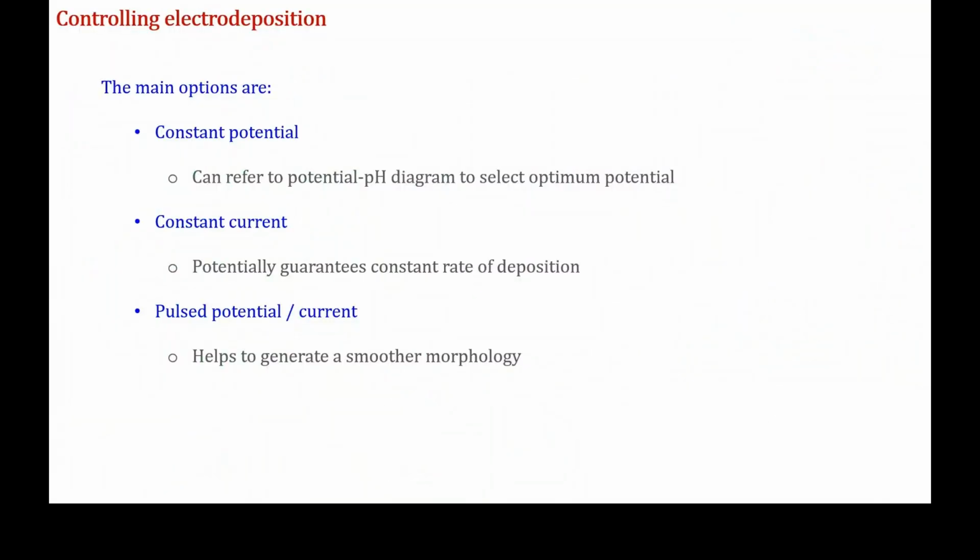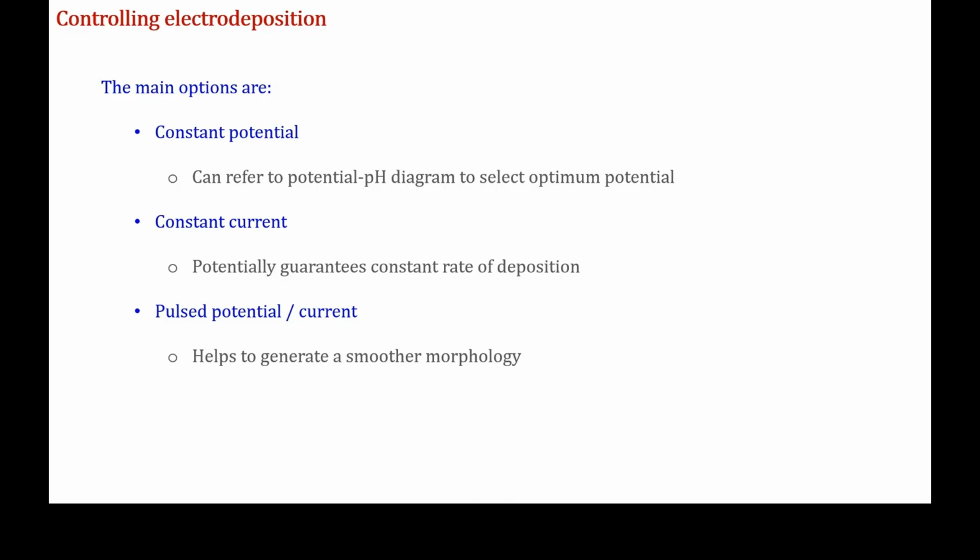So my final slide is just to go over what are the ways in which you can control electrodeposition if you are just trying to get a nice thin deposit on your electrode and that's all you want to do. What are the options? So there are 3 main options. One is that you use a constant potential. So you have your potential pH diagram, which is a map that tells you which conditions to use. You can refer to that, select the optimum potential. You can determine it experimentally and so on.